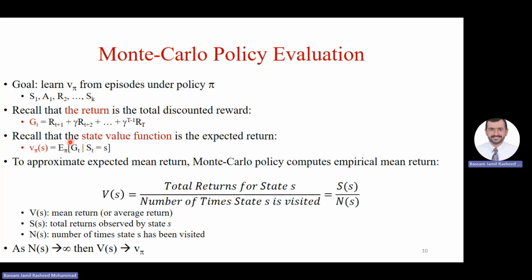So what are we trying to do now? We're trying to approximate the state value. We approximate it with this approximated state value by running scenarios, and then we say that the total return of a certain state S divided by the number of times state S is visited, S over N, is the approximated value for the state value. We call this the mean return or average return. As N approaches infinity, we hope that this mean return will approach the state value.